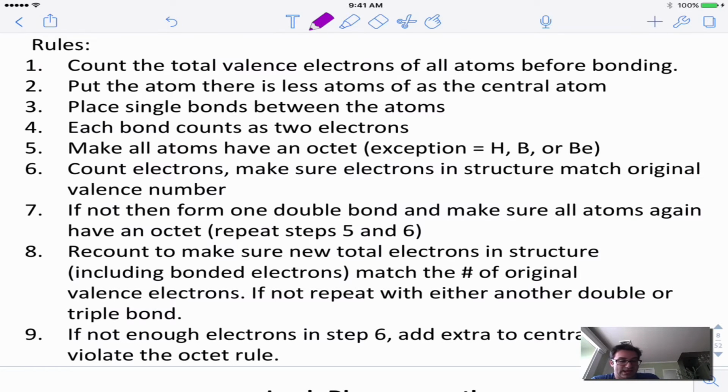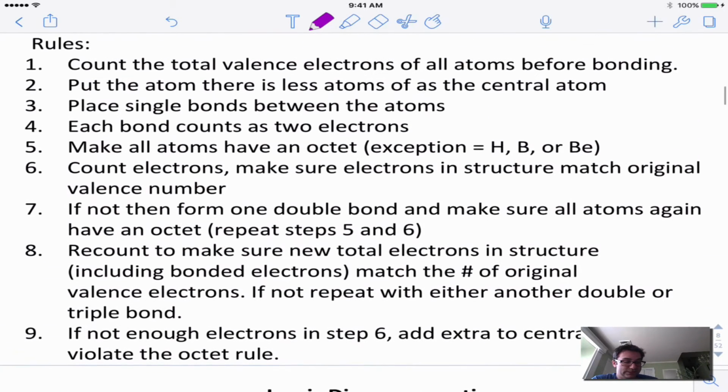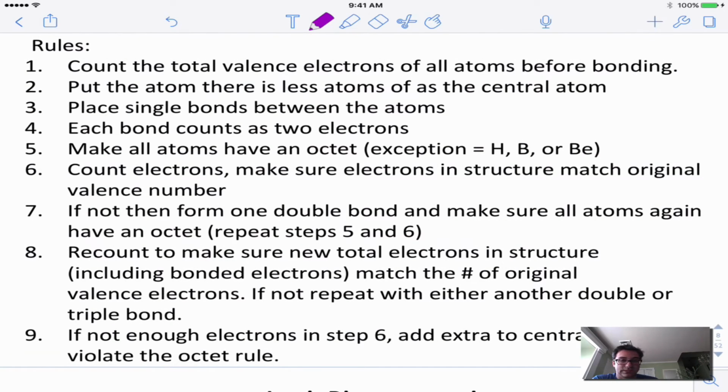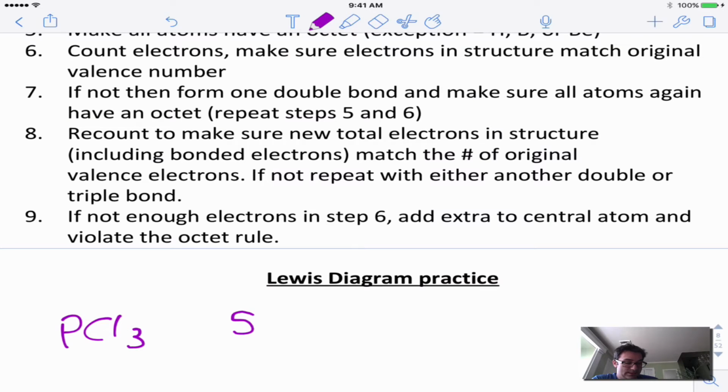So let's actually try this. Let's apply these rules here. So let's try something like PCl3. The first step says to count the total valence electrons before bonding. So P has 5, and Cl has 7, and there's 3 Cls. So together, these have 26 electrons.